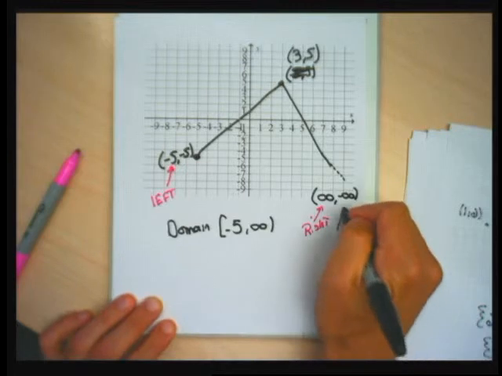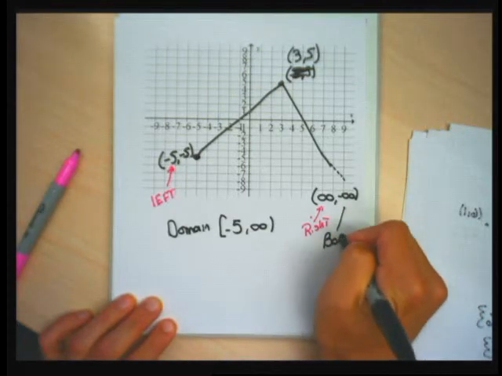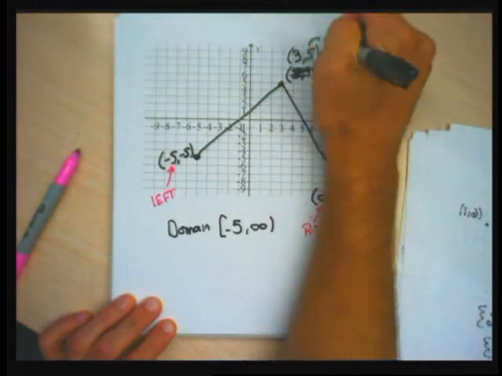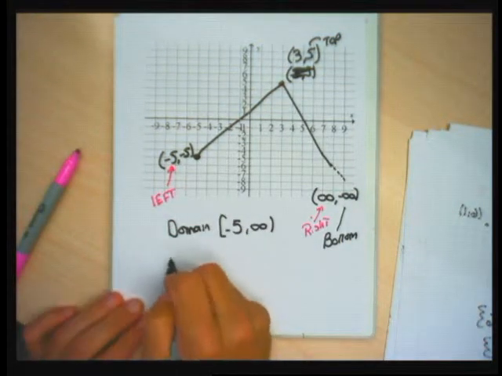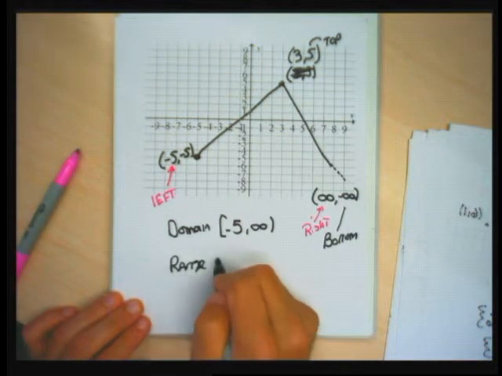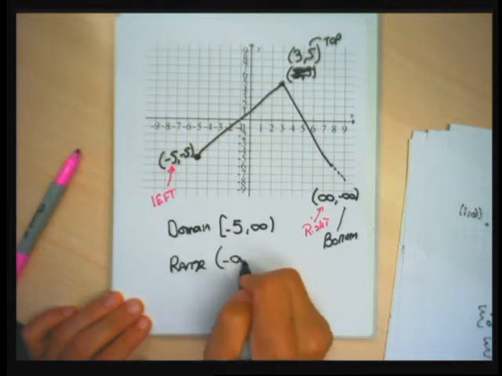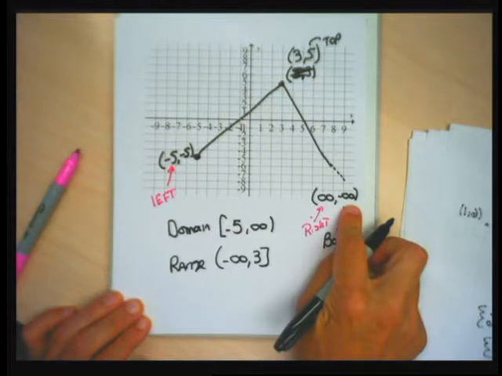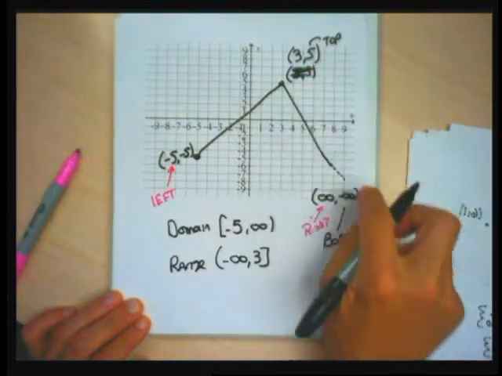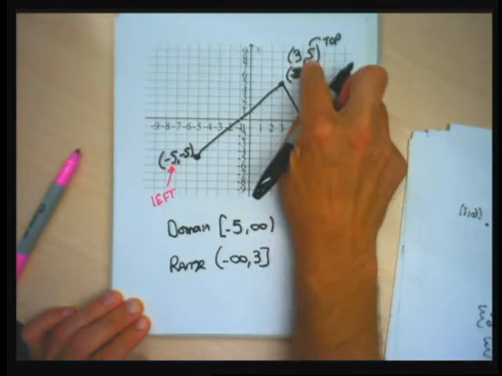For the range, I need the y-coordinate of the bottom point and the y-coordinate of the corrected top point. The range for this is going to go from -infinity to +3, the y-coordinate of the bottom point, the y-coordinate of the top point.